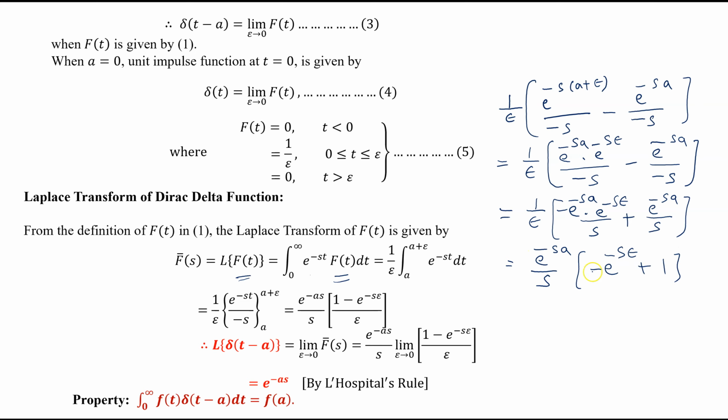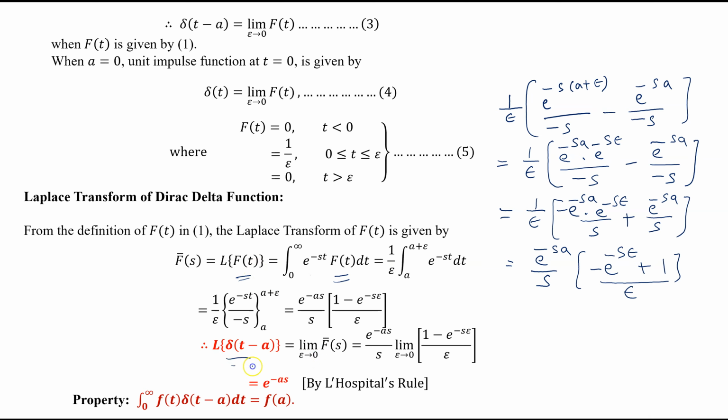Okay, here 1 by epsilon take inside, so by epsilon. So here you get e power minus as by s into 1 minus e power minus s epsilon upon epsilon. Okay, now Laplace transform of, here capital F of t is nothing but delta of t minus a when you take limit epsilon tends to 0.